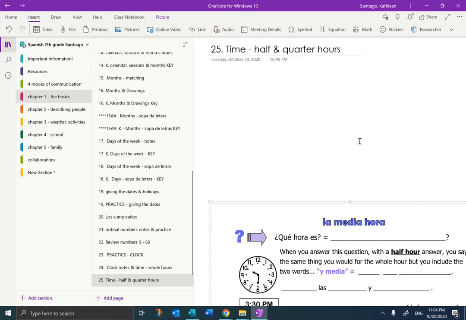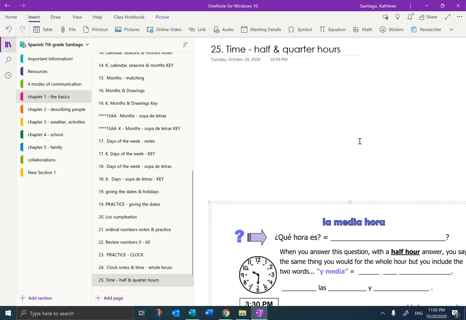This video is going to give the notes for la media hora, half hours, y cuarto horas, quarter hours. So, yesterday we learned the face of the clock, the horario and minutero, the two hands of the clock, and we learned whole hours. Es la una. Son las dos, son las tres, son las cuatro, son las cinco, and so on, all the way up to son las doce.